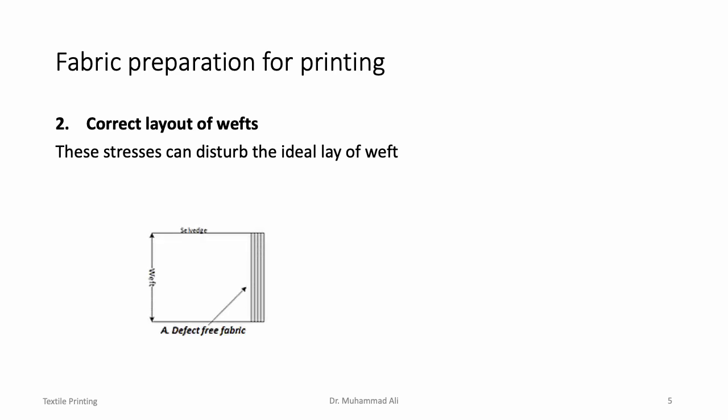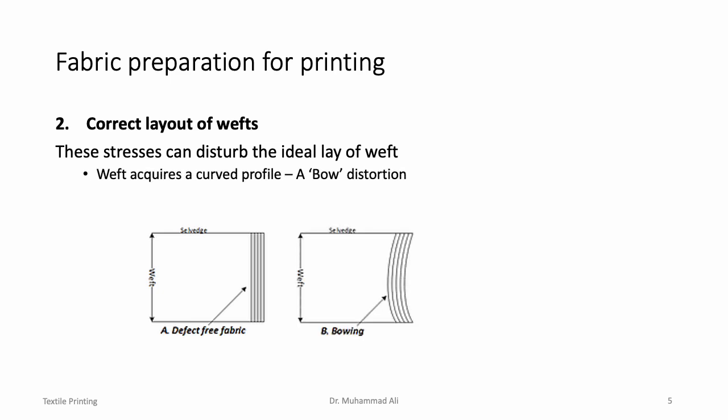So ideally, as we have just discussed, weft yarns are exactly perpendicular to the warp yarns. Such a fabric is called a defect-free fabric, or you can say a distortion-free fabric. But the stresses which we have just discussed, such as those that are exerted during bleaching, can result in the wefts acquiring a curved profile. This particular type of distortion of wefts is known as a bow distortion.